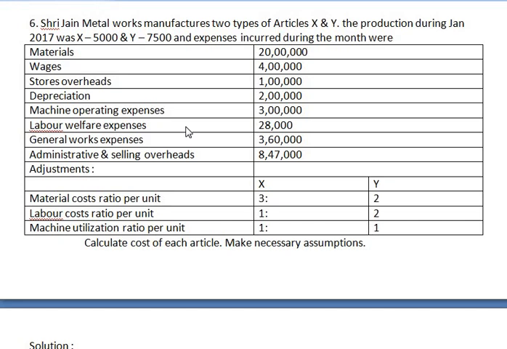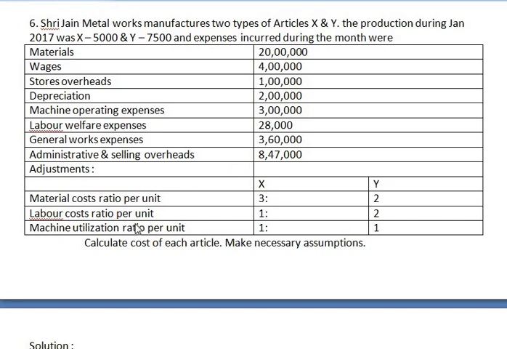The problem is: Sri Jain Metal Works manufactures two types of articles, X and Y. The production during January 2017 was X 5,000 and Y 7,500, and expenses incurred during the month were materials 20 lakhs, wages 4 lakhs, stores overheads 1 lakh, depreciation 2 lakh, machine operating expenses 3 lakhs, then labor welfare expenses 28,000, general works expenses 3 lakh 60,000, administrative and selling overheads 8 lakhs 47,000.